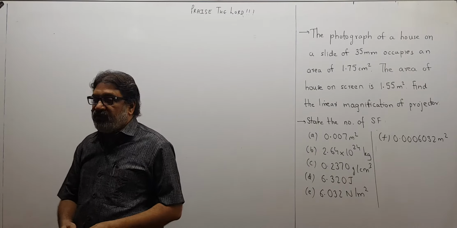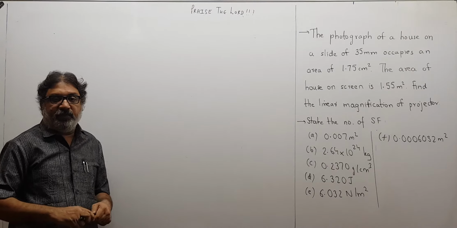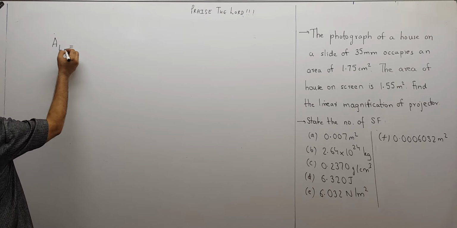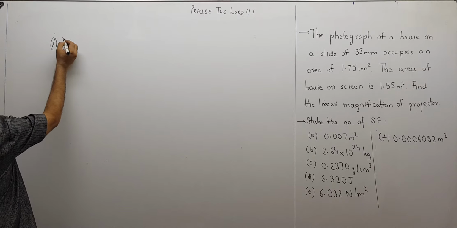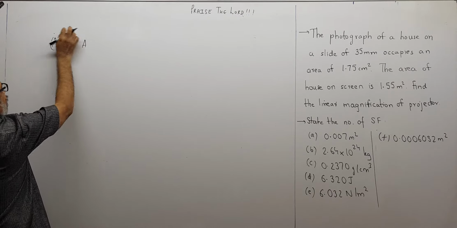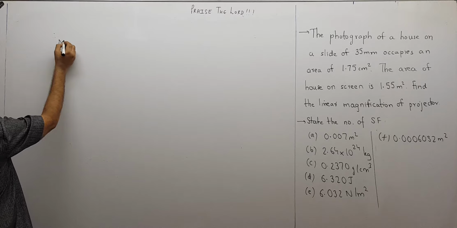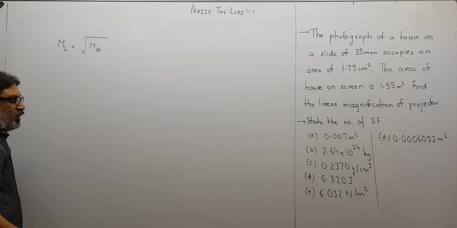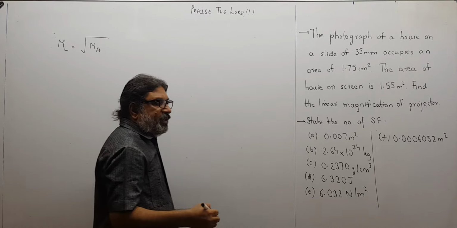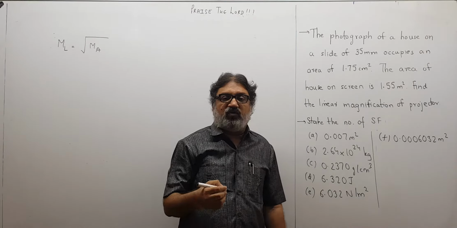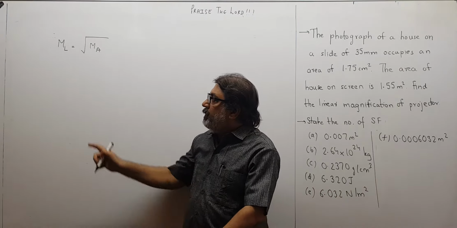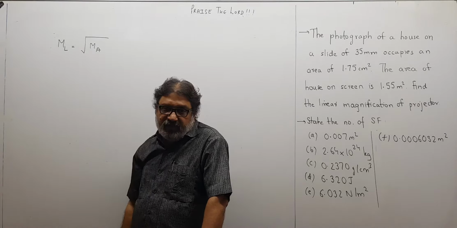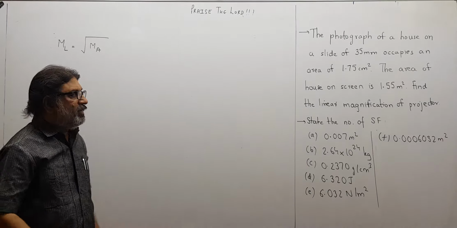So children, first thing you understand, when you go to class 12 and study optics, you will realize that areal magnification will be the square of linear magnification. This will be equal to magnification of area. I'll write like this: magnification linear will be root of magnification of area. This will be the formula or the relation between linear magnification and areal or superficial magnification. Magnification lengthwise will be square root of magnification of area. This formula you will see in class 12 in optics anyway.